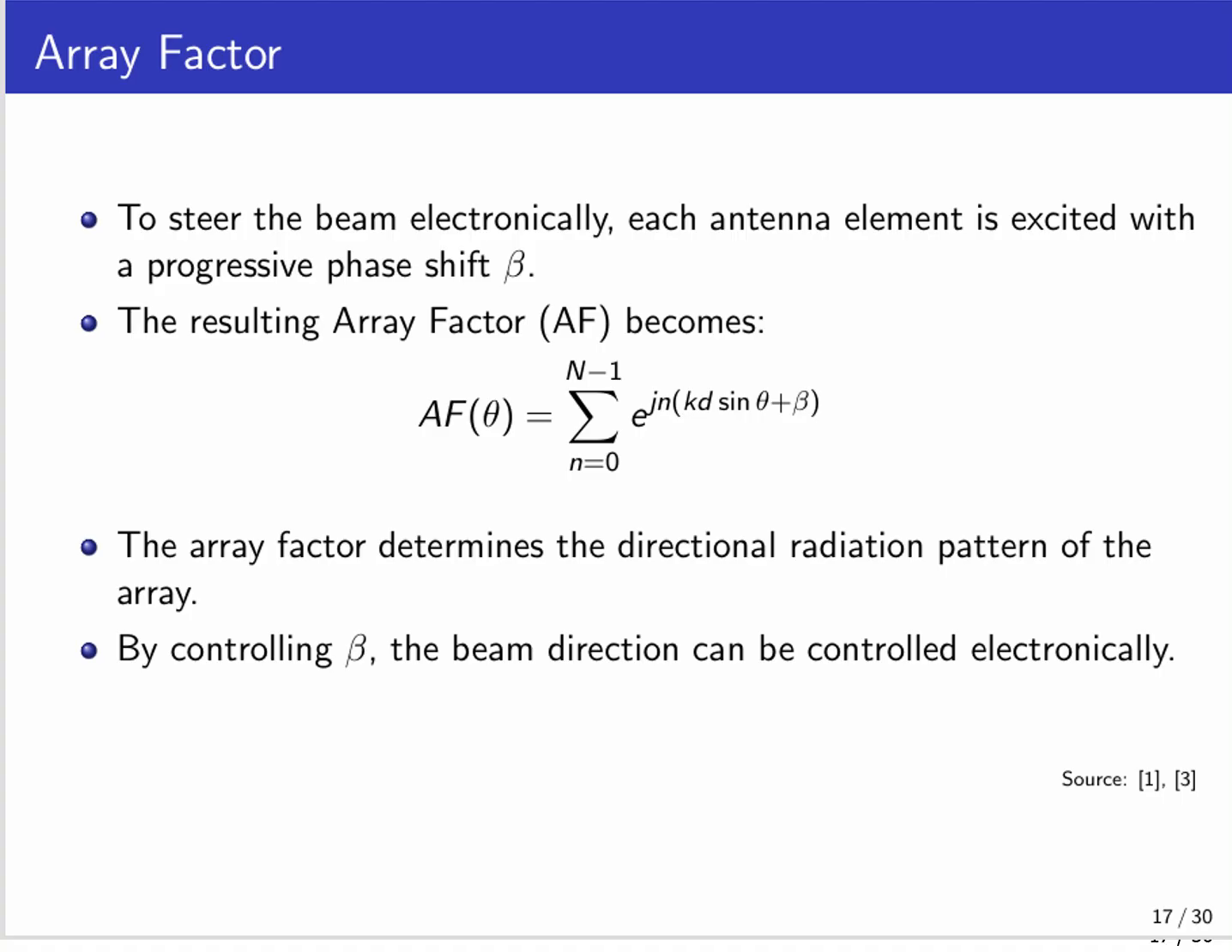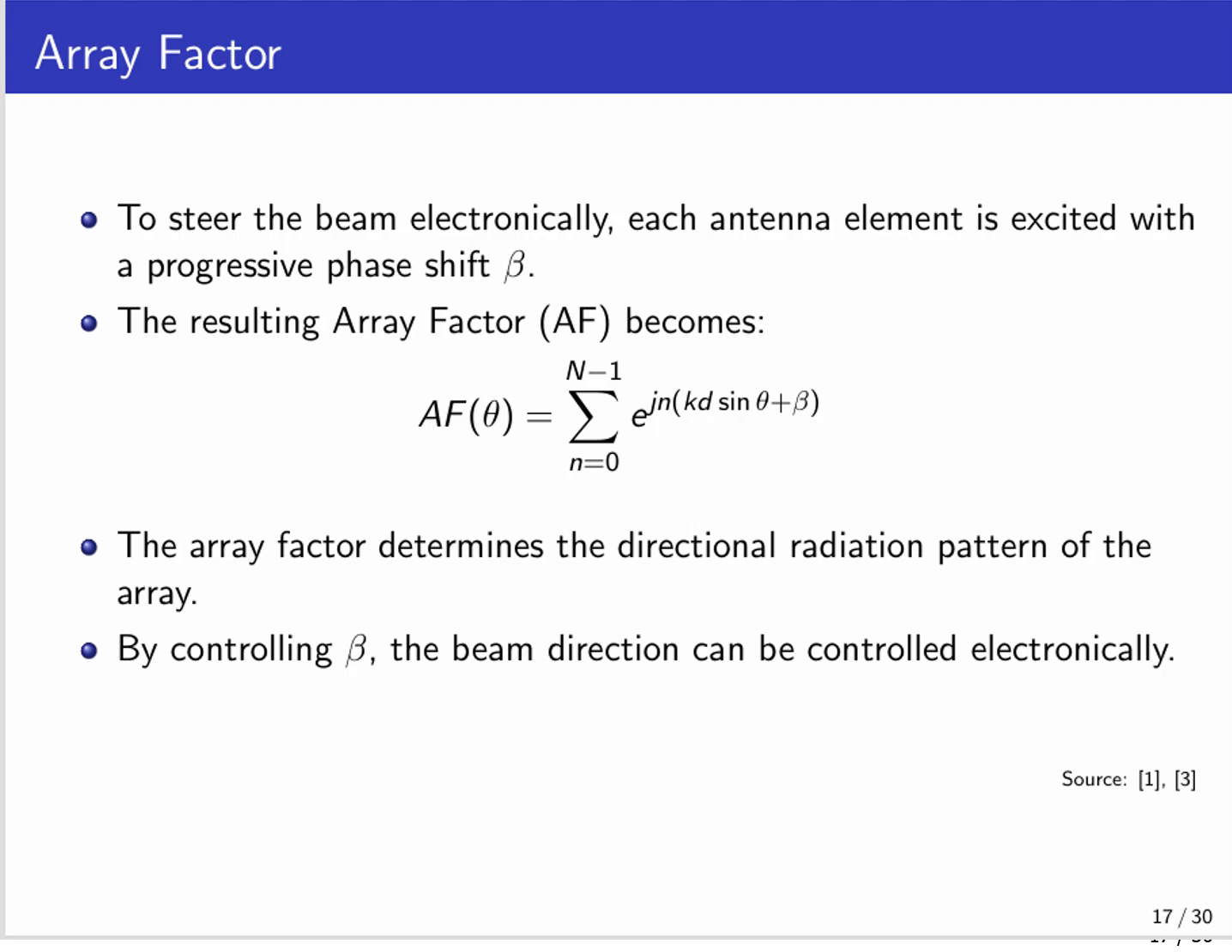That is, to steer the beam electronically, we should be exciting each antenna element with some progressive phase shift beta. And the resulting array factor is given by this equation. The array factor will determine the directional radiation pattern of the array. We are having two things here: one is the radiation pattern due to a single element, and the other is the radiation pattern due to the array factor. That is because of the geometry of the antenna array.